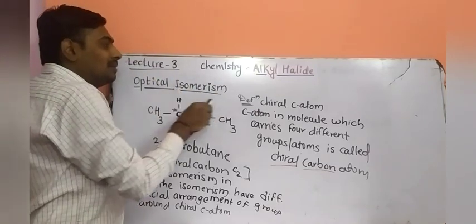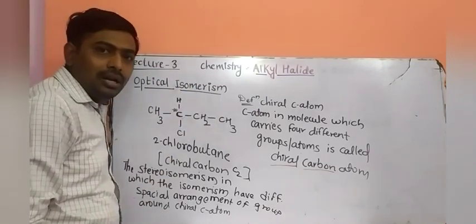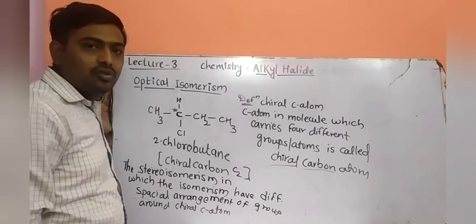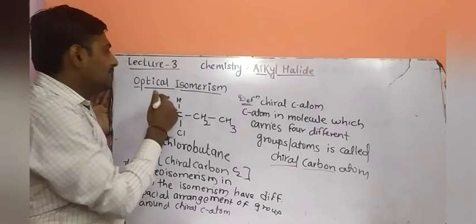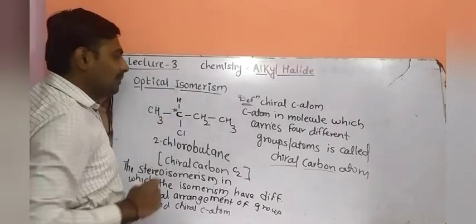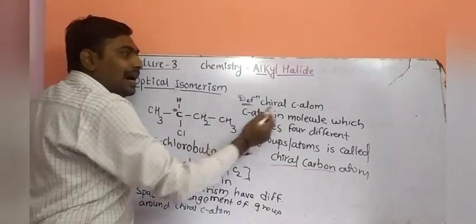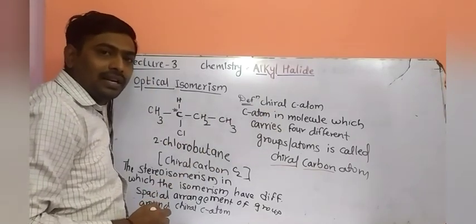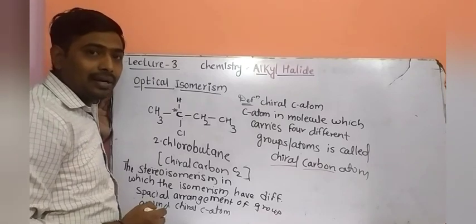What is meant by isomerism? Same molecular formula but different structural arrangement is called isomerism. So we'll discuss optical isomerism. This concept is related to the chiral carbon atom. So first of all, we'll discuss what is meant by chiral carbon atom.